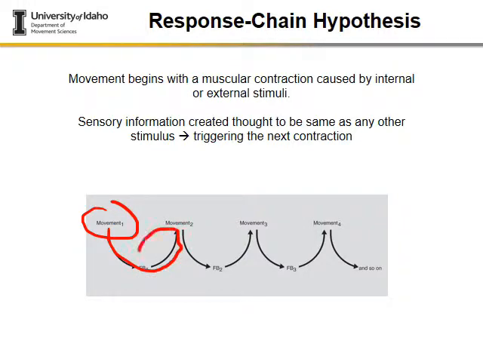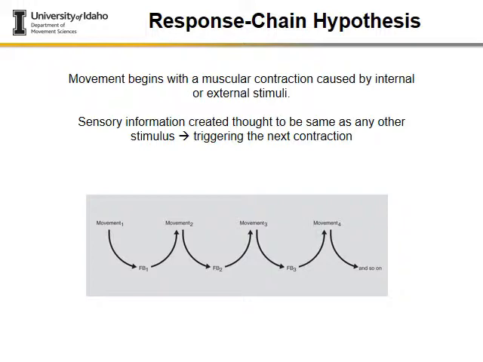Now, the output of this creates the response for movement two. So movement two is dependent upon the outcome of movement one. But in this hypothesis, movement two is independent of movement one. However, it does relate to the outcome of movement one. What this means is that the external or internal stimulus of movement two is created by movement one. Some people would argue that running and walking are a component of this, especially when you're doing a trail run.